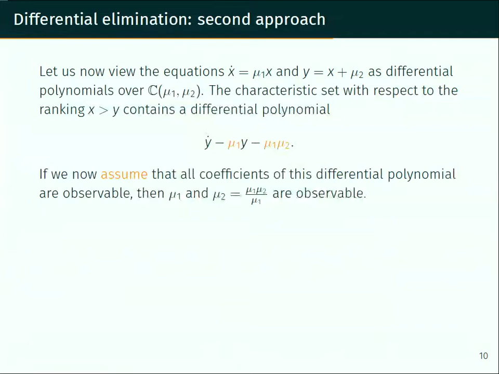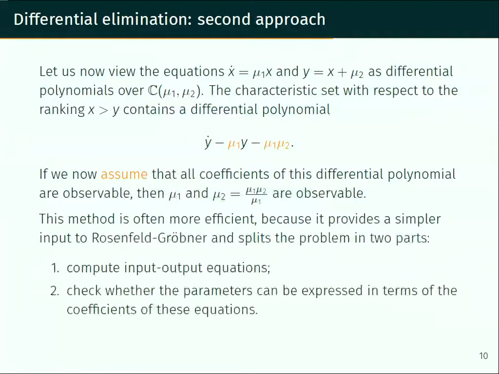Because mu1 is a coefficient itself, and mu2 is a ratio of two coefficients. So two things that are important here is that I use certain assumption, and I don't touch initial conditions. Now I speak only about mu1 and mu2. So yeah, this is the outline. You compute the equation, and then take the coefficients and try to express your parameters in terms of these coefficients.